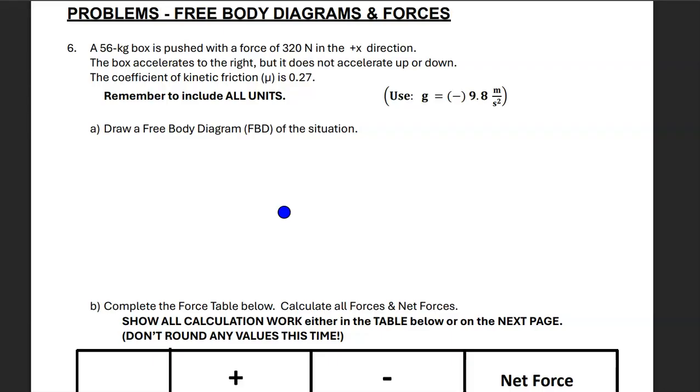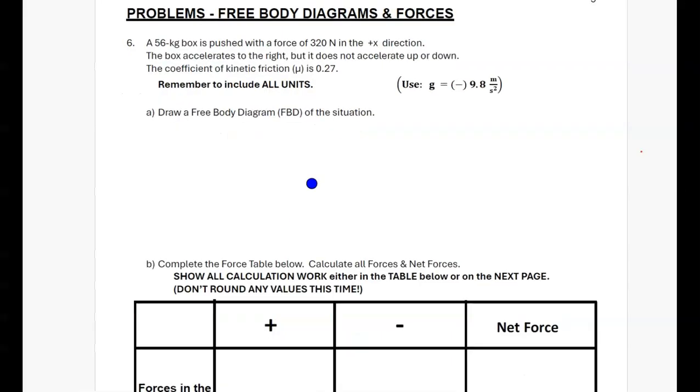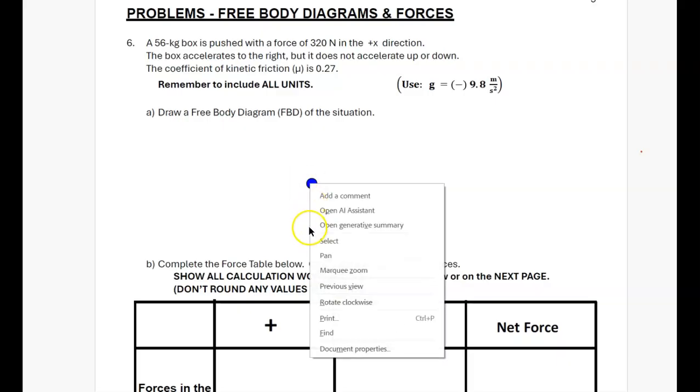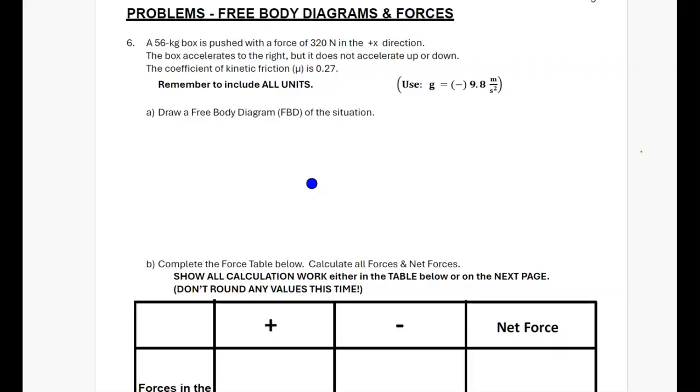And we're always supposed to remember to include all units, and that's always going to be true of any physics problem. So we have a dot here to represent our box, and we're going to draw our arrows coming from the dot. And we see the problem says a 56 kilogram box. Okay, it has mass, so being on Earth, the box will have weight as well, and weight is F sub g, the gravitational force. So we'll make a note of that. Straight down. There's our F sub g.